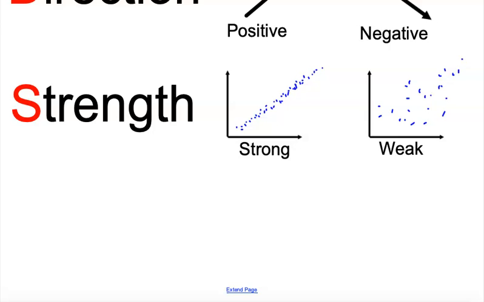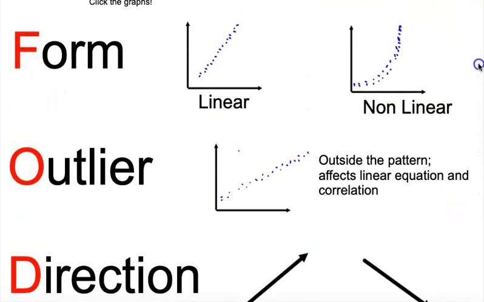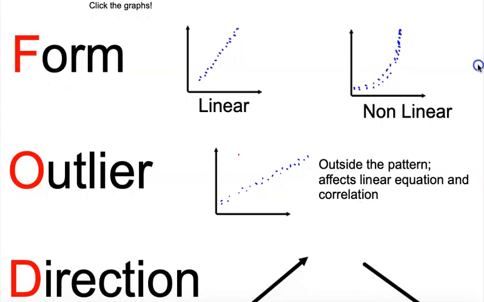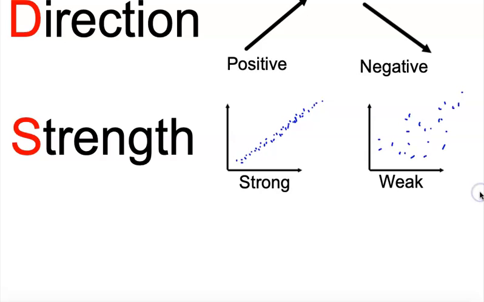Now, if you need to, go ahead and hit pause. If you need to finish up some graphs or whatever, go ahead and do that. I'll let you see the different ones. So strength, direction, outlier, form. So form, outlier, direction, strength. When you're ready, we will flip the page.